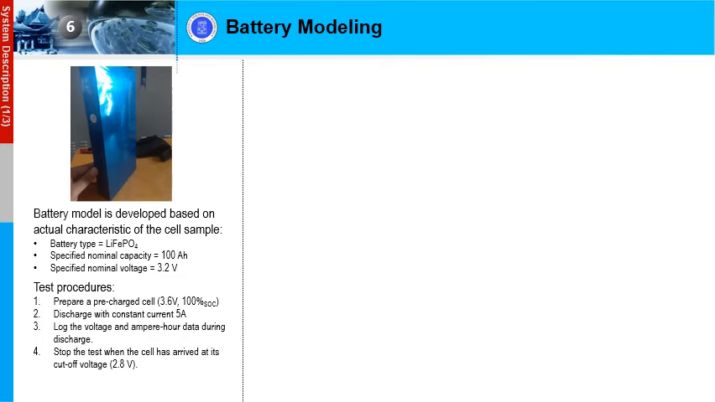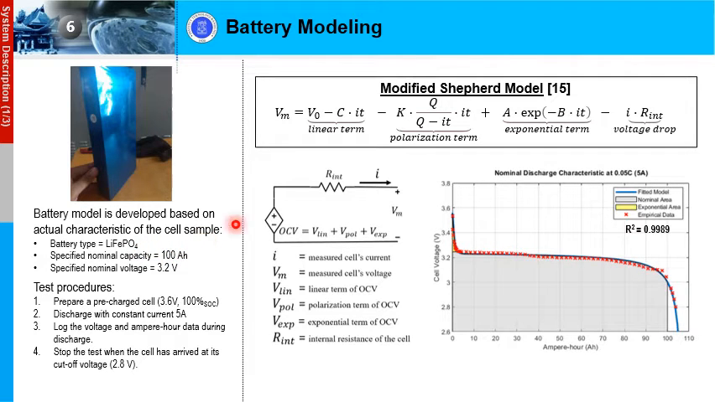For the battery model, we use actual standard discharge test data of prismatic lithium iron phosphate battery cells with 100 Ah nominal capacity. And then, we use the modified Shepherd model as a mathematical model for the following simulation model. As can be seen, the regressed model has good accuracy with the empirical data plot.